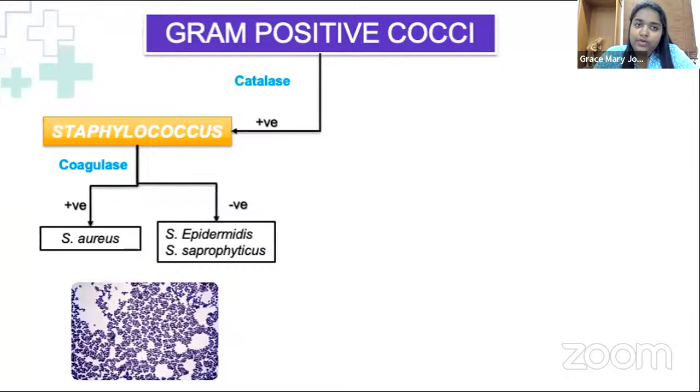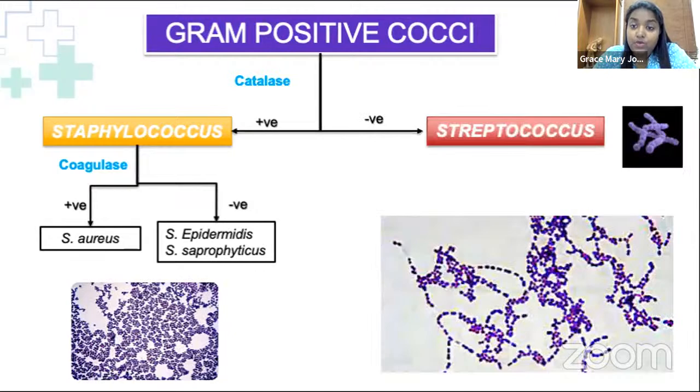So again, once you know it's a gram-positive cocci, you do a catalase test, which is nothing but to see whether the organism is able to lyse the hydrogen peroxide, or the free radicals, that are being produced. If catalase is positive, it's straight away Staphylococcus, where again, based on the coagulase, you classify your Staphylococci. And now we are going to talk about those organisms that are not able to lyse this hydrogen peroxide, which are the Streptococci.